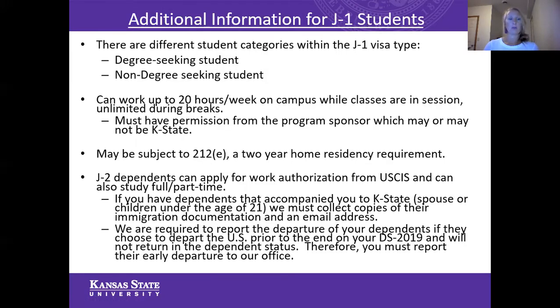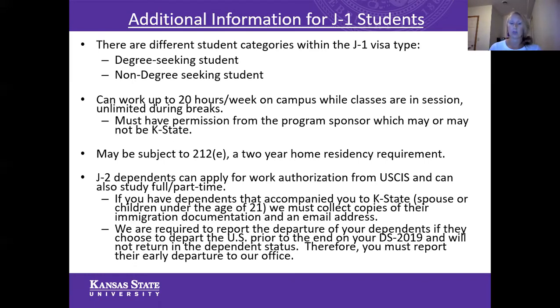Some additional information for those under the J category. There are various categories under the J program. There are students, and under the student categories, there's degree and non-degree seeking students. There's a different category for researchers, short-term scholars, interns. So there are various things that the J1 program encompasses, but what we're talking about under this orientation are degree seeking and non-degree seeking student types.